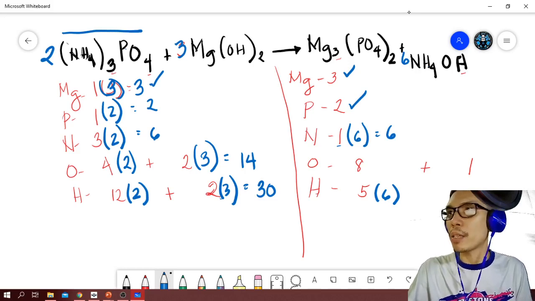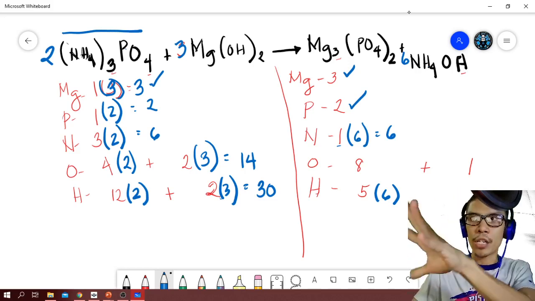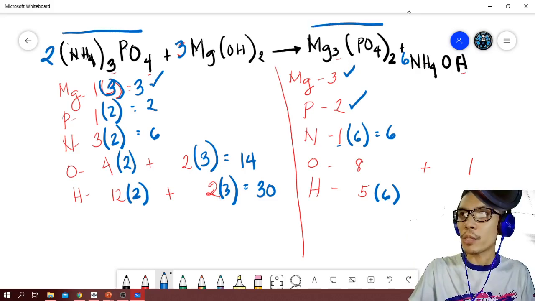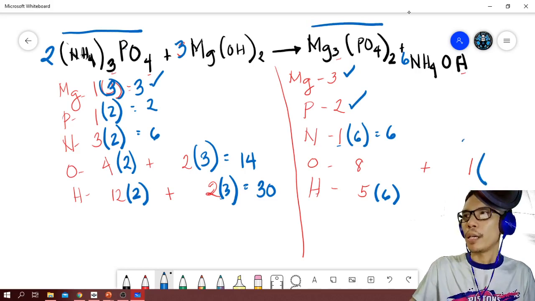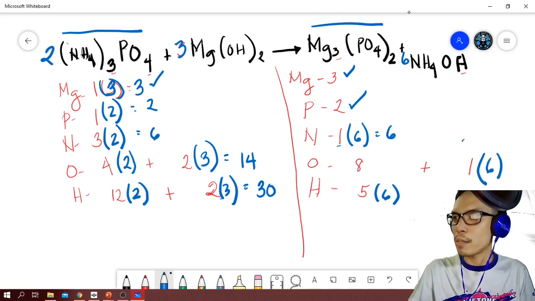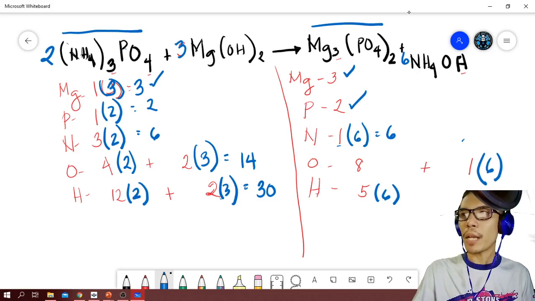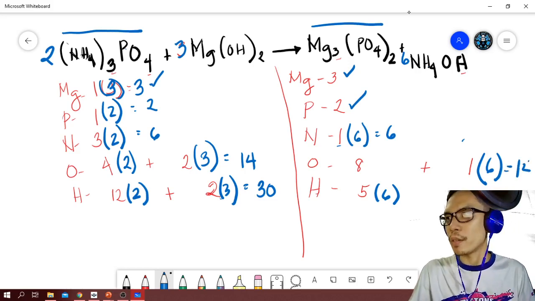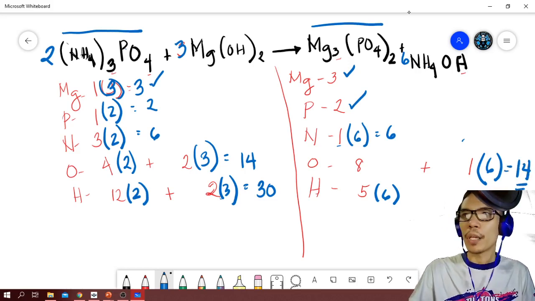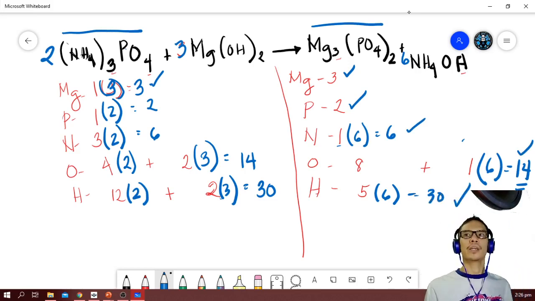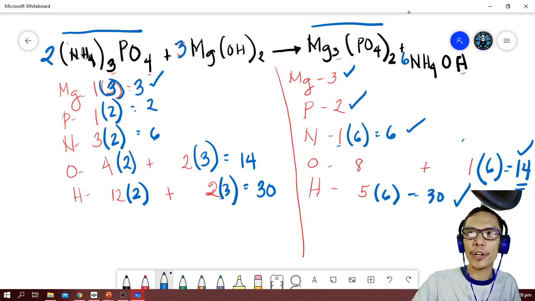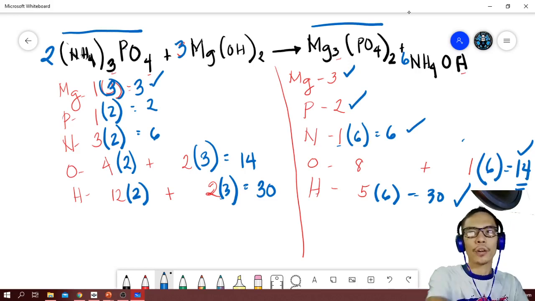Next one, how about the oxygen? We have 8 on this side. We did not adjust this one, so we will not put something here. 1 times 6 is there, so 8 plus 6, that is 14. There you have it. Is it balanced? Nitrogen is balanced, yes. Oxygen is balanced, yes. Then hydrogen is balanced, so that is 30. Yes. Now, this is the balanced equation for that one.